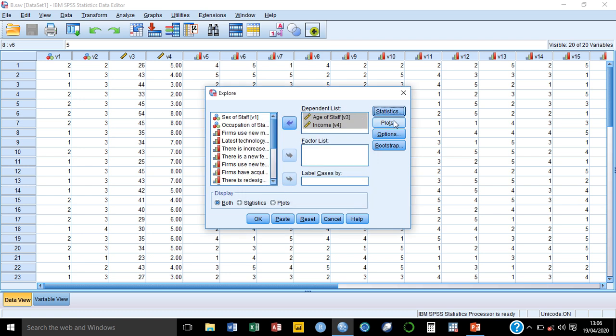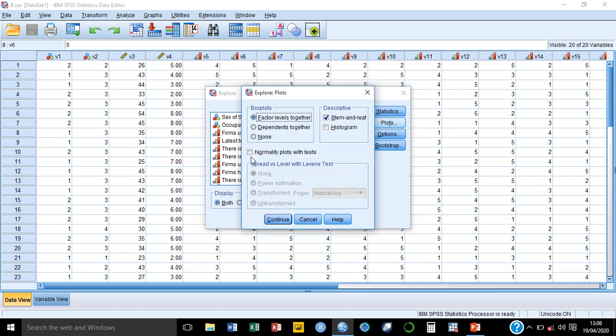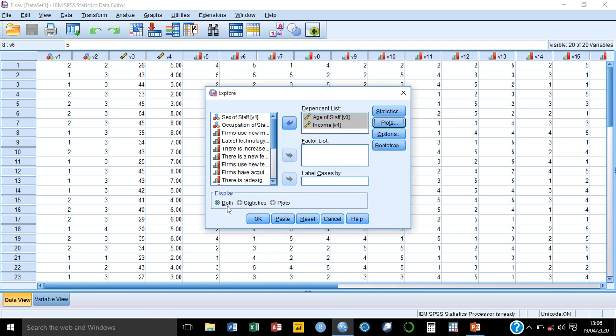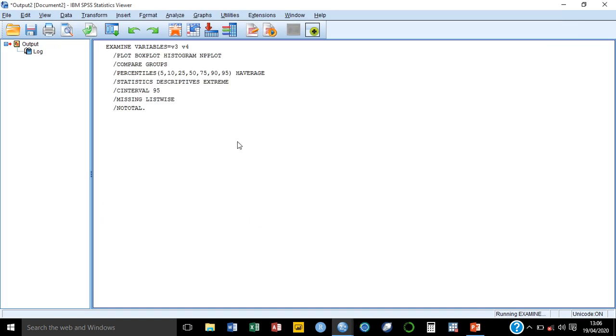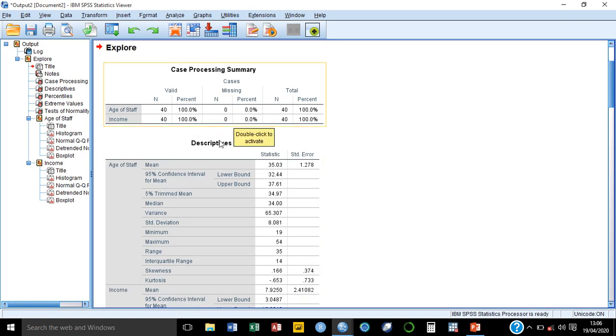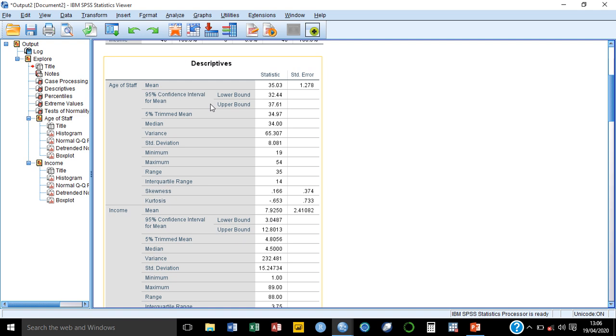Okay, so I'm going to come to plots here. I want normality plots with tests because stem and leaf plots is usually not used. I prefer using histogram. Then continue. Okay, so here I have both ticked, except I want only the statistics and I don't want the plots, or I want the plots, I don't want the statistics. But I'm going to say both. All right, then okay. So here is my outputs. So the descriptives comes first.